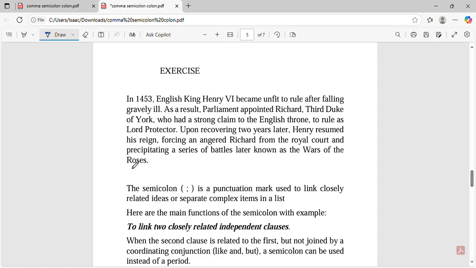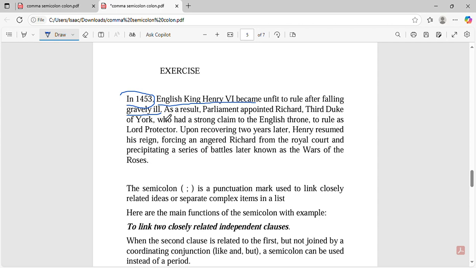Now, I have a quick exercise for you. Let's look at this. I have a short text here, and I'd like you to take a moment to read through this text carefully and see how the punctuation marks are used. First, you have an introductory phrase here, "In 1453." This is your main clause, down to this point. In 1453, English King Henry VI became unfit to rule after falling gravely ill.